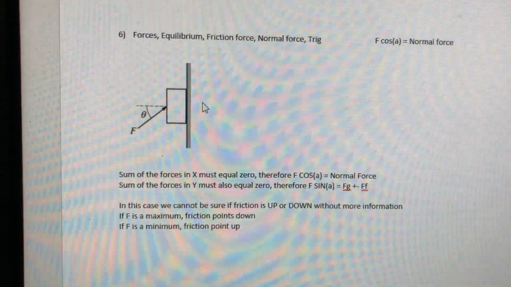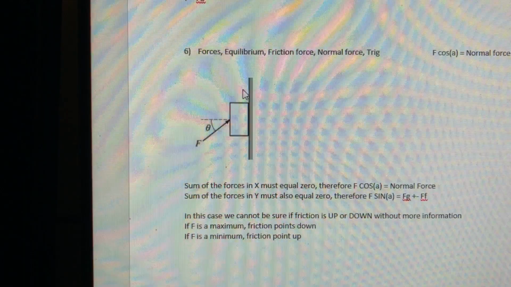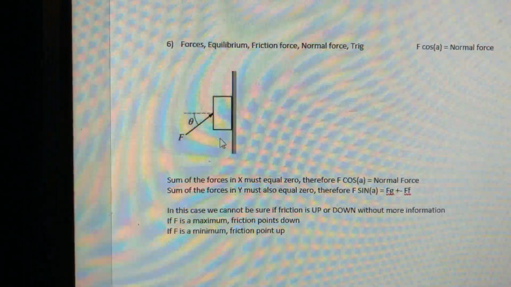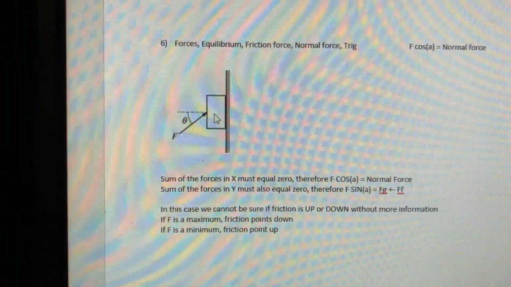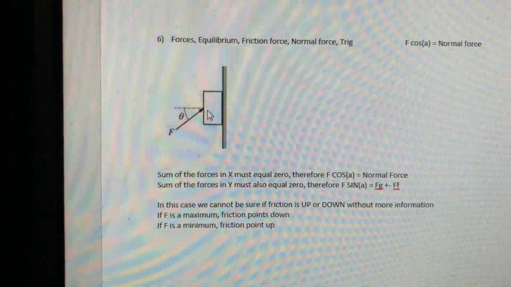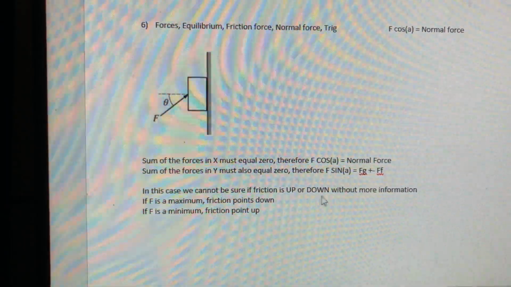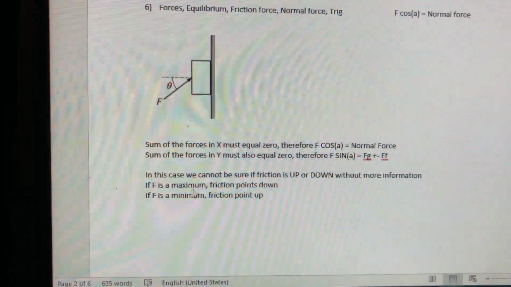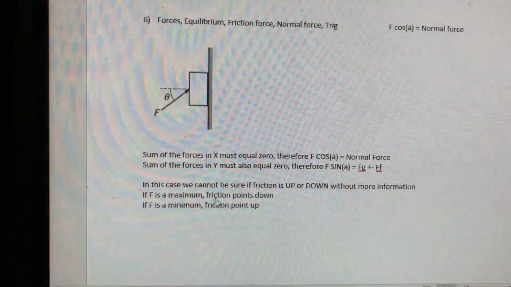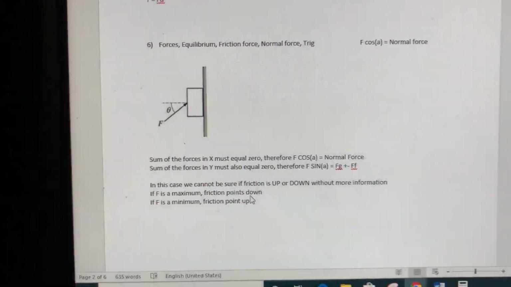How do I know if it's plus or minus? Well, if this f is the maximum, then gravity's going to oppose that motion, and it's going to point down. Friction's going to oppose that motion. It's going to point down. If this is a minimum, then friction is helping it to stay up, and friction's going to point up. So in this case, we cannot be sure if friction is up or down without more information. If F is a maximum, friction points down. If F is a minimum, friction points up.